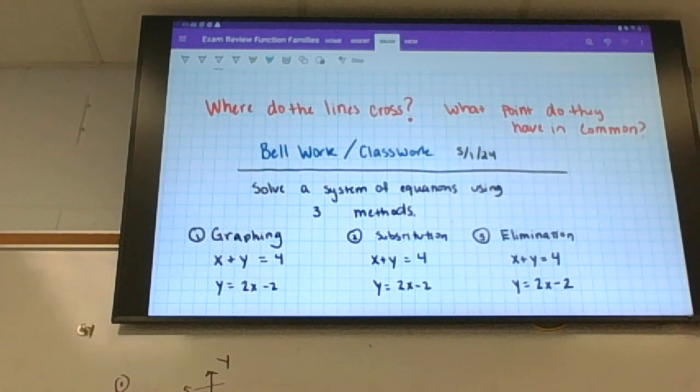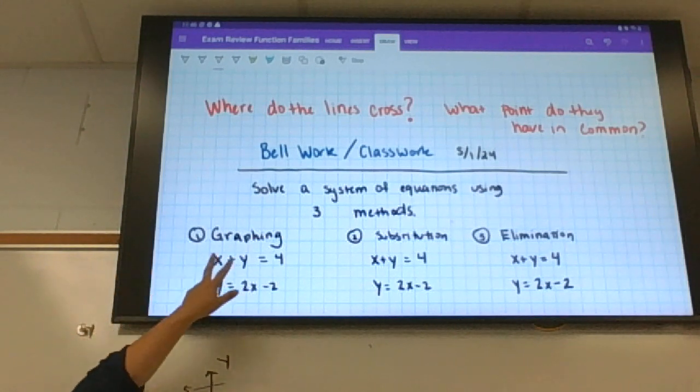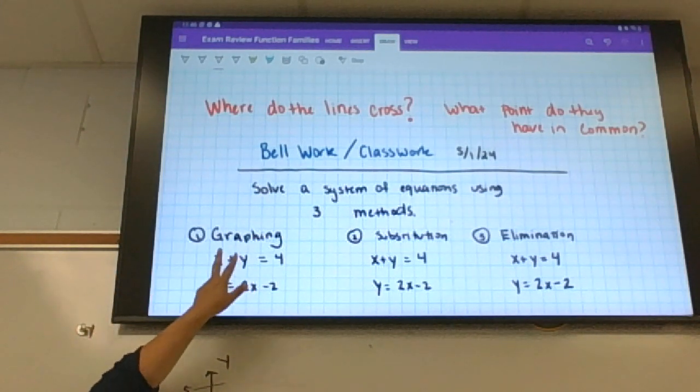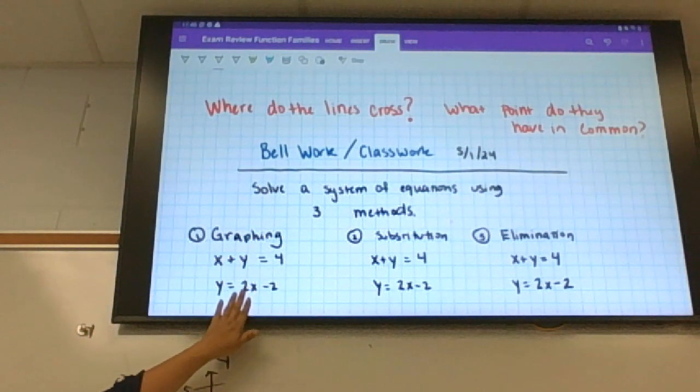This is called standard form, because x and y are on the same side. And this one's called slope-intercept form. So we have to graph standard form and slope-intercept form.